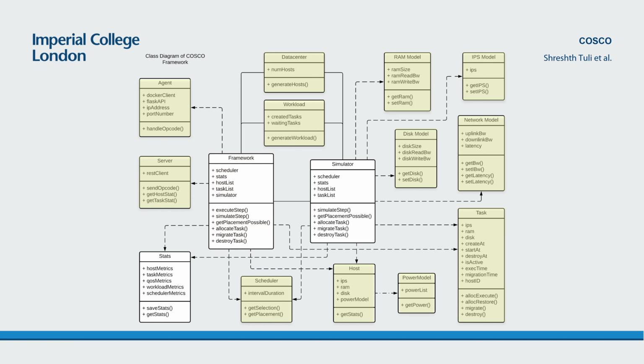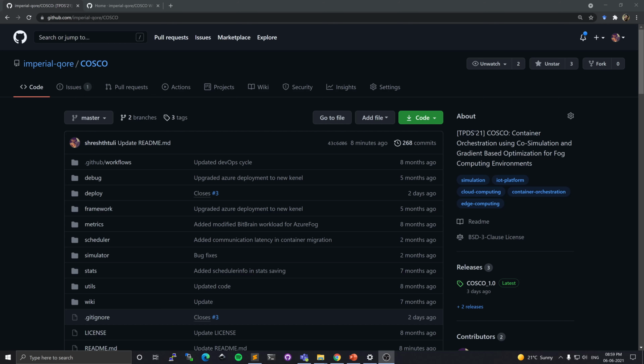The next is the simulator class, which provides the same function in the case we execute a simulated setup. Finally, we have an auxiliary class called the stats class that maintains logs of utilization metrics of hosts and workloads, QoS scores like total energy consumption in each interval, workload queue lengths, and so on. So let me now discuss the code implementation of the COSCO framework.